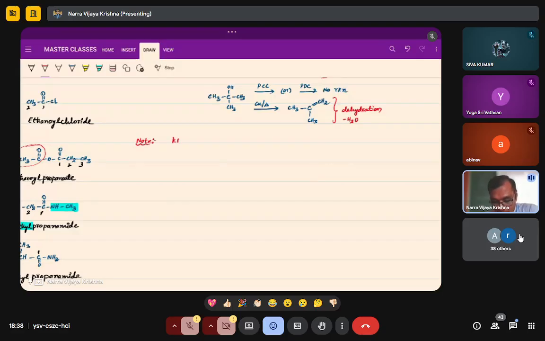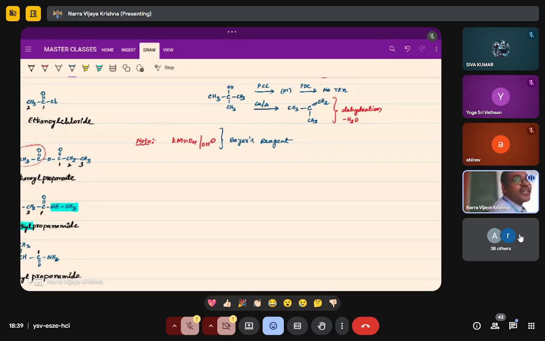If it is KMnO4 in the presence of base, we call it Baeyer's reagent. Right? It is also a good oxidizing agent. KMnO4 in the presence of H plus is also a good oxidizing agent. KMnO4 in the presence of water is an even stronger oxidizing agent compared to both.